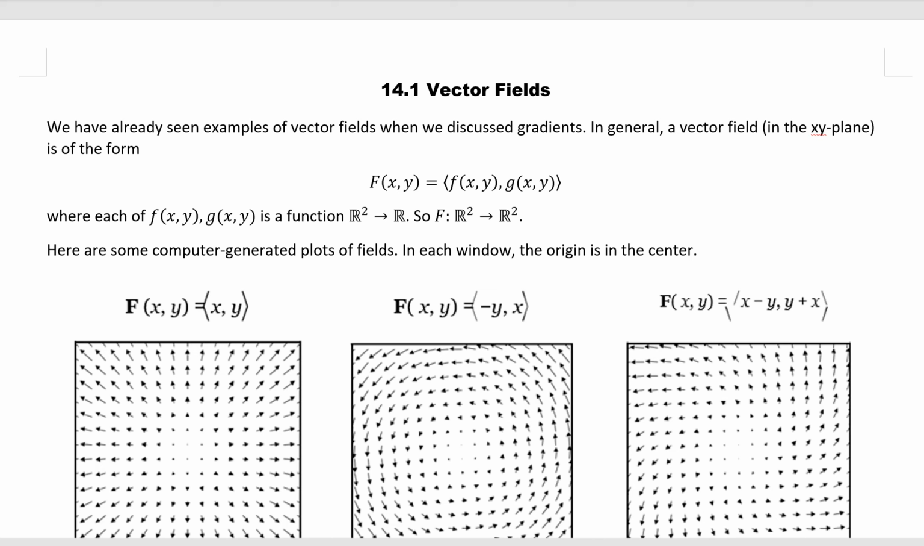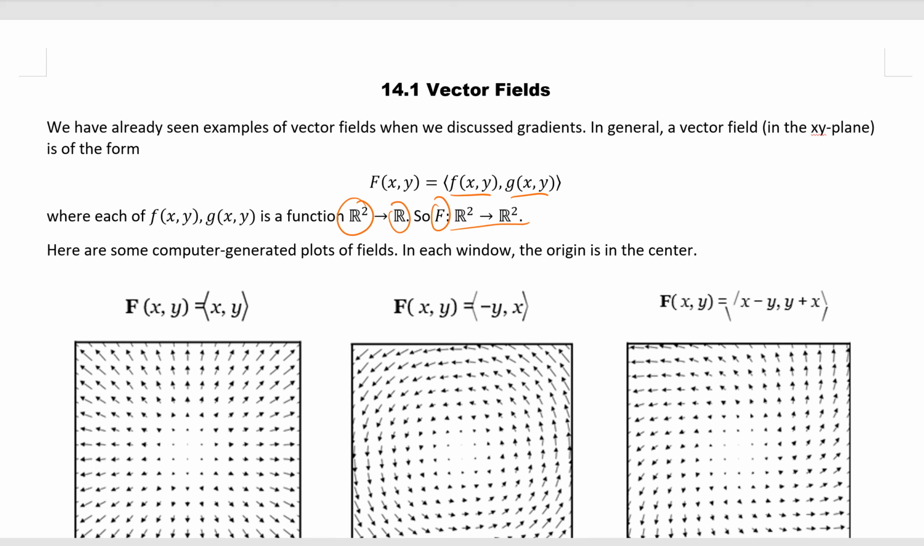In general, a vector field in the xy plane is of the form where we use capital F to denote the vector field, and the coordinate functions, let's say f and g, are both functions of two variables. So f and g are functions from R2 to R. So capital F is a function from R2 to R2. It's a vector-valued function.